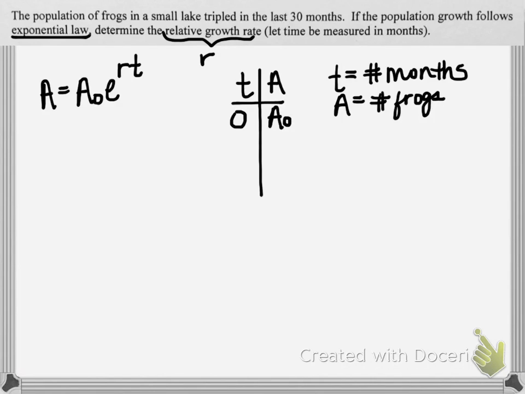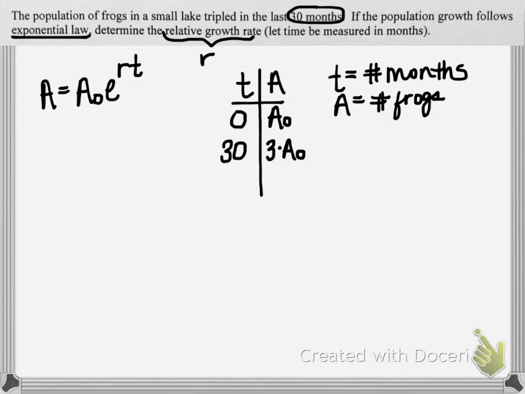But then we know that in 30 months, that's a time value. So when T is 30, my population has tripled. So that means I'm going to have 3 times the amount that I began with. We could write that as 3 times A sub 0.